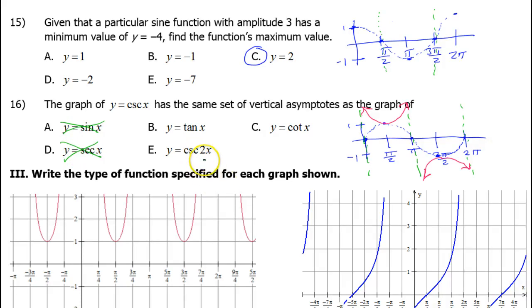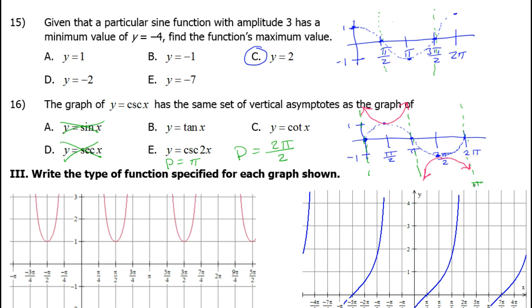Now, if I change the b value, that's going to change the period. So the graph would be the same, except the period is going to change, right? Because the period would be 2 pi divided by the b value. So that would be 2 pi over 2. So for this equation, the period would be pi. So the graph would be the same, except for the markings would change, right? Because the period would now be pi.